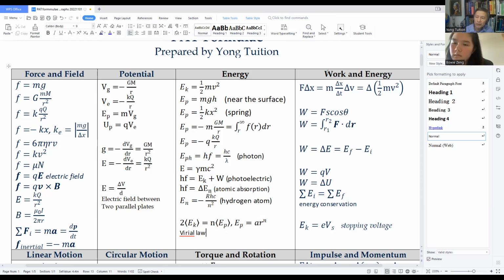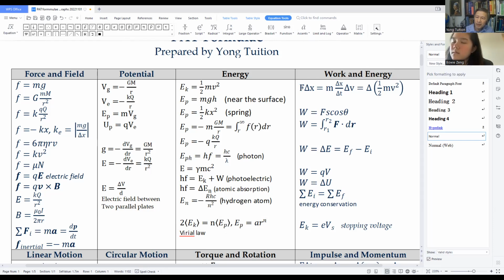Then we go to work and energy. So actually, work-energy, let me just give you an example. Work and momentum. Sorry, the work-energy relation can be simply worked out from Newton's second law. Can you see? If you multiply by delta x on both sides, we can obtain this relation between work and the change in the kinetic energy.